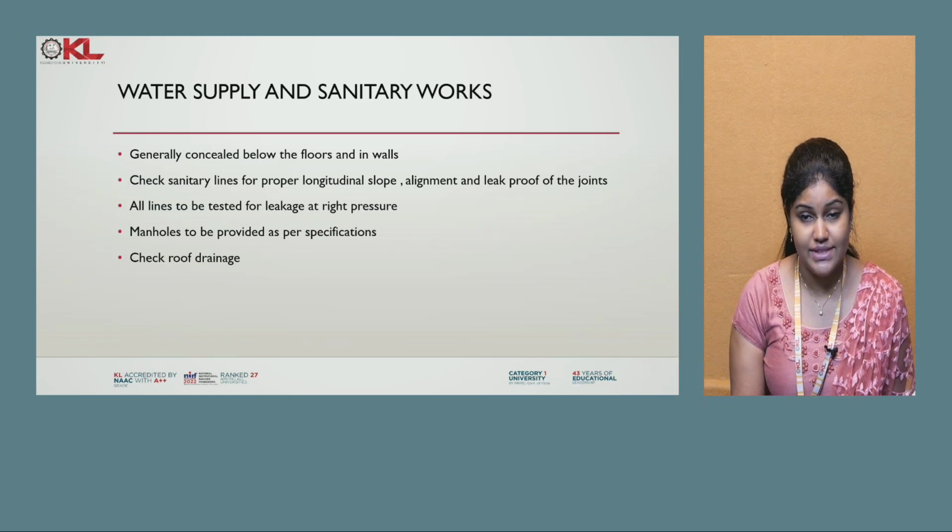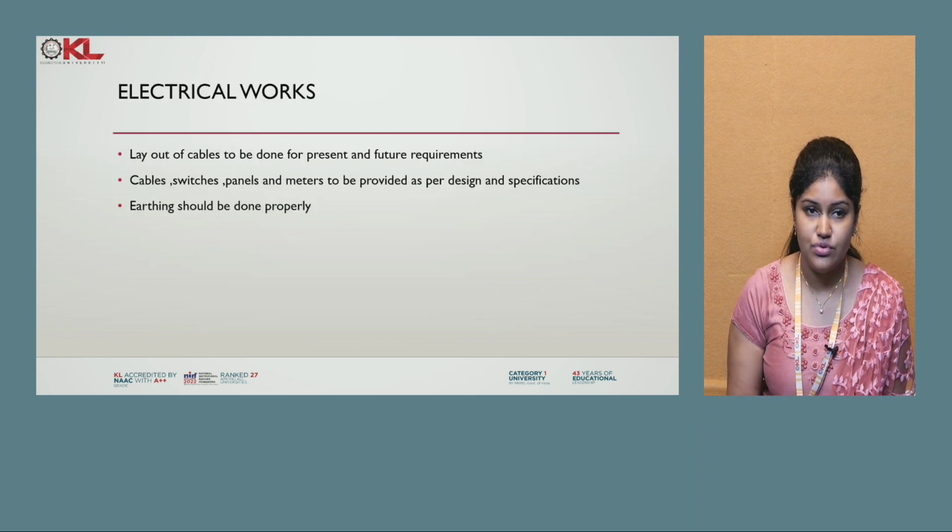Alignment is there or not. Are there leak-proof joints? And all lines to be tested for leakage at the right pressure. And manholes to be provided as per specification, because if people want to clean in between, or if any blockage comes, people want to go and cross check it, so proper manholes have to be there. Check roof drainage also. So these are the things to be inspected in the water supply and sanitary works.